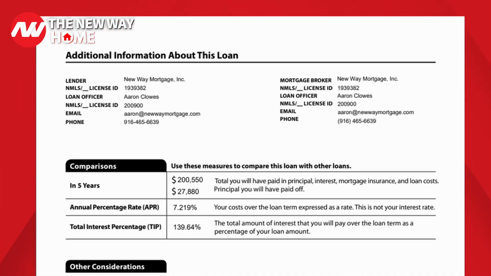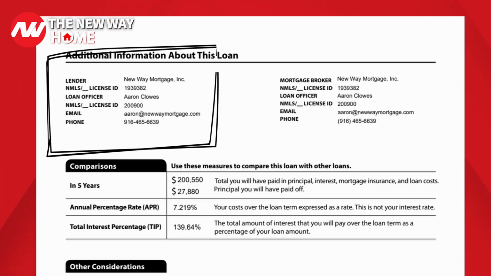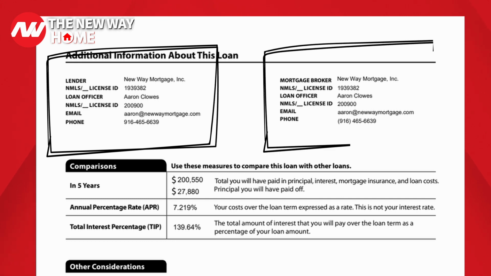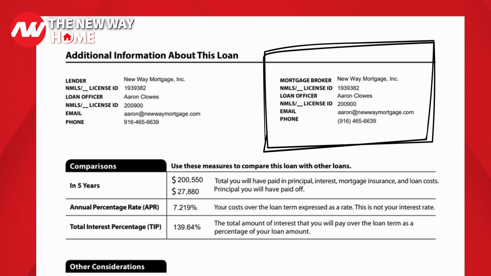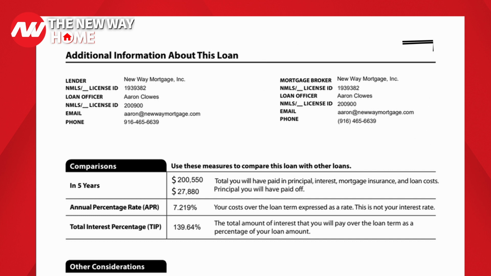All right, so at the top of page 3, really, it's going to have the contact information for the lender. If there's a broker doing your loan, on the right side, it'll have the broker's contact information. On the left side, it'll have the lender's contact information. If it's just the lender, it'll be that all the way across the top.